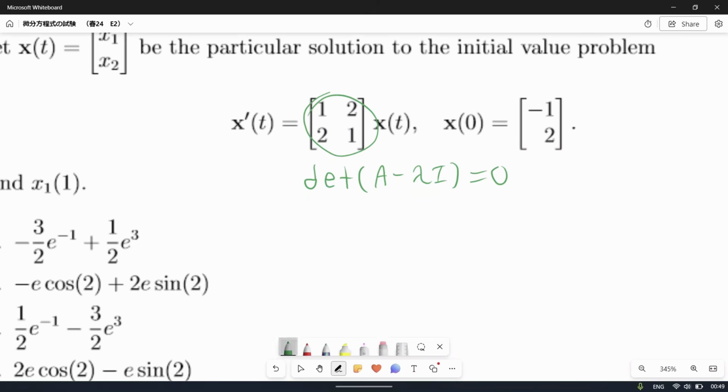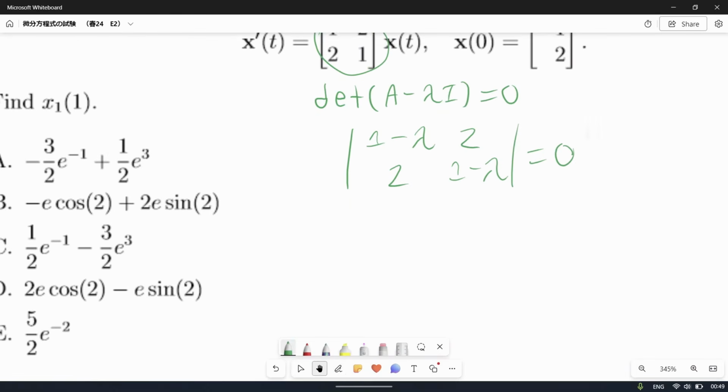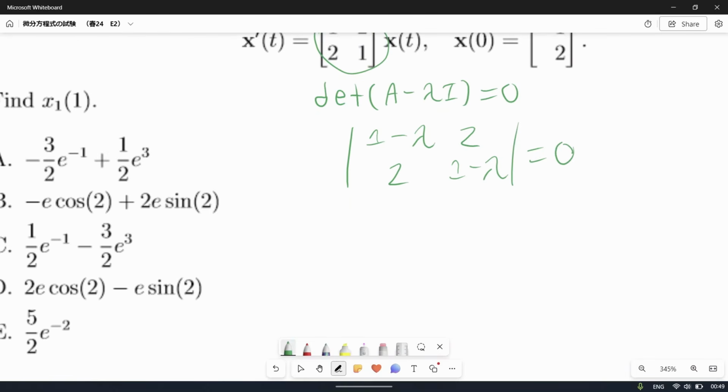So when you plug everything in, you end up with the determinant of 1 minus lambda, 2, 2, 1 minus lambda, set that equal to 0. And so when you do that, to find the determinant of a 2 by 2 matrix, you multiply the top left by the bottom right, and then subtract the bottom left times the top right, so you end up with 1 minus lambda times 1 minus lambda minus 4 is equal to 0.